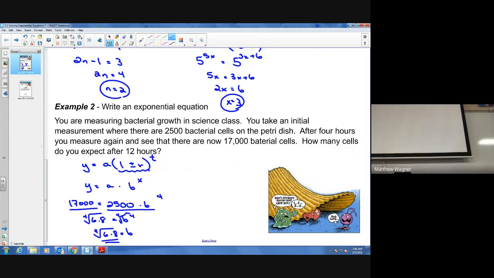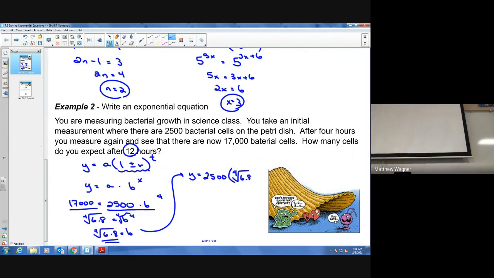Super important today, when you're calculating things, do not round that value until the very end of the problem. Okay? If you round now, you're going to have the incorrect answer in the end. So when we go to estimate after 12 hours how many cells there are, I want to actually put in that decimal value. You can use it stored in your calculator.